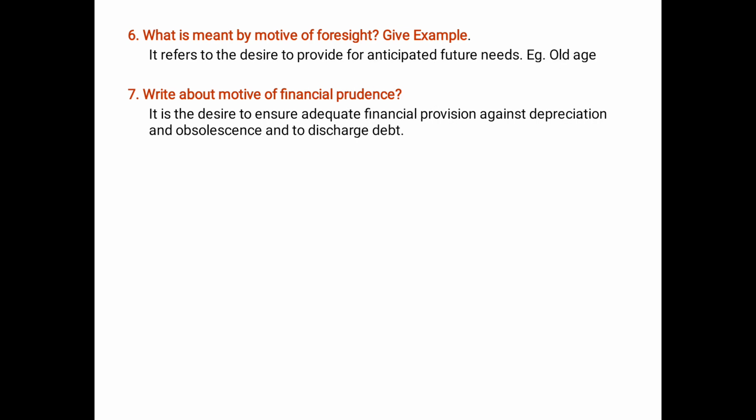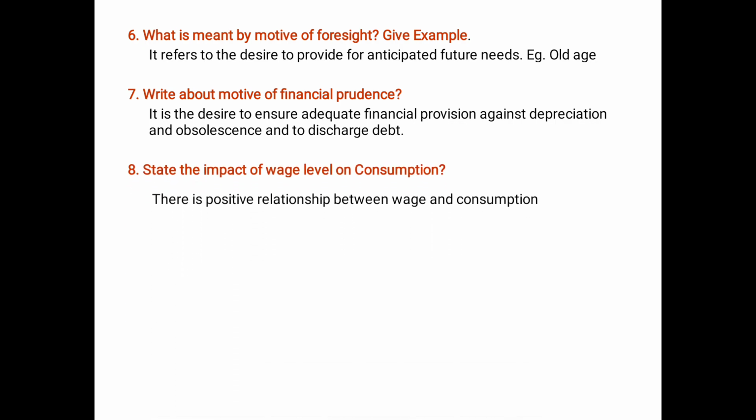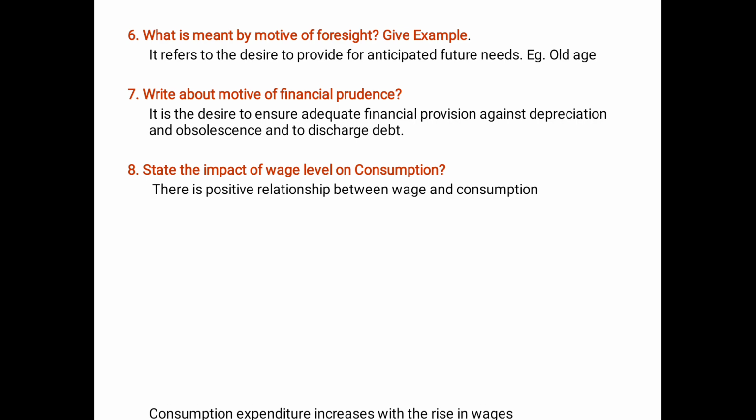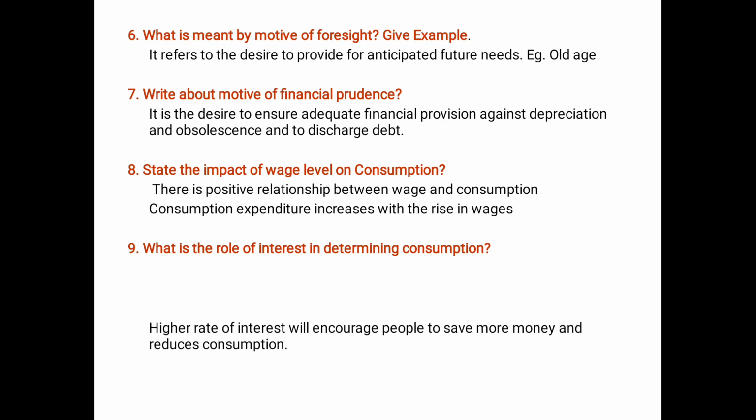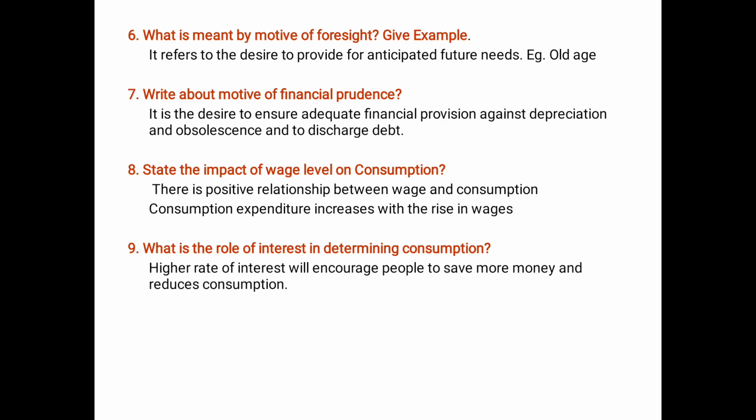Next we are seeing, write about the motive of financial prudence. It is a desire to ensure adequate financial provision against depreciation and obsolescence and to discharge debt. State the impact of wage level on consumption. There is a positive relationship between wage and consumption. Consumption expenditure increases with a rise in wages. What is the role of interest in determining consumption? A higher rate of interest will encourage people to save more money and reduce consumption.